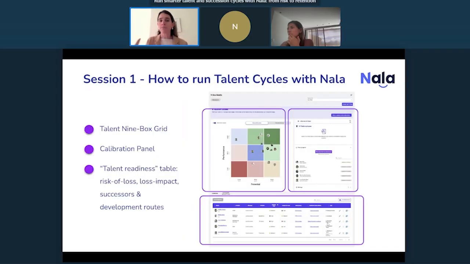In session 1, we went to the system, and as you know, within Nala you can create a 9-box grid from scratch, or you can run different assessments from our system, and that gives you the first view. We also checked how within Nala you can run calibration sessions at scale globally. So everyone gets to go in, make adjustments, and update that talent readiness table, updating risk of loss, impact of loss, successors, and potential development routes.